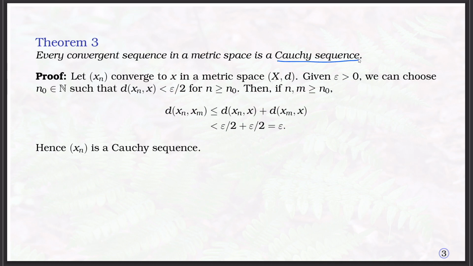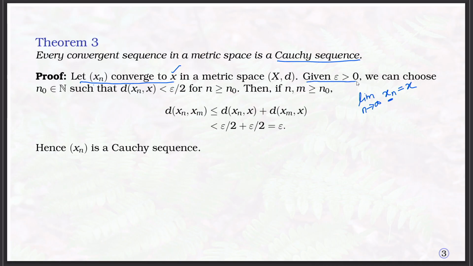Now, every convergent sequence in a metric space is a Cauchy sequence. Fine. For proving this, let xn be a convergent sequence and let its limit be x. That means the limit as n tends to infinity of xn is x. Now, we need to prove that this convergent sequence xn is a Cauchy sequence.